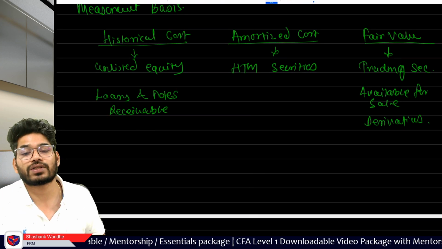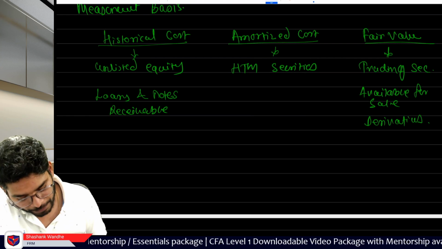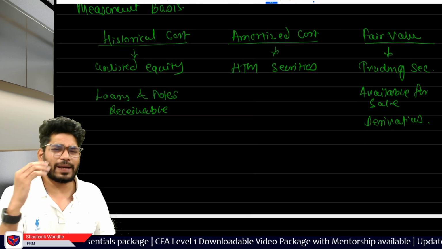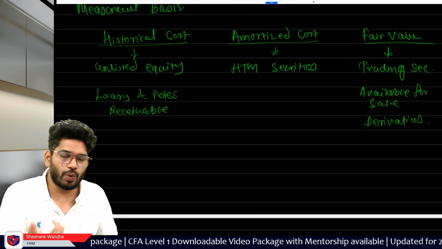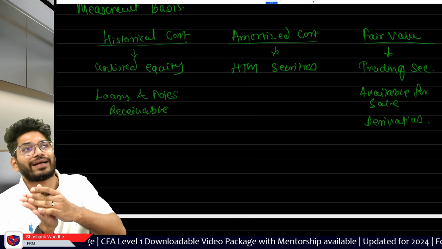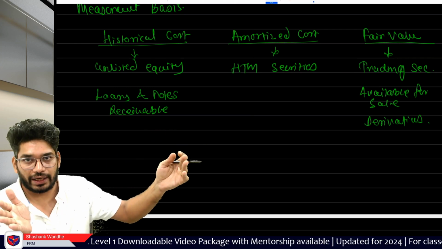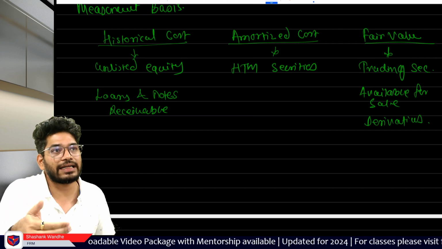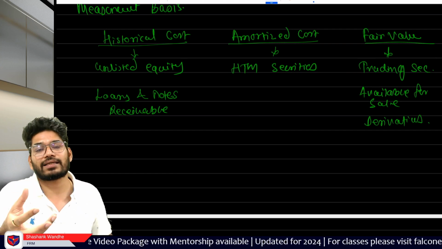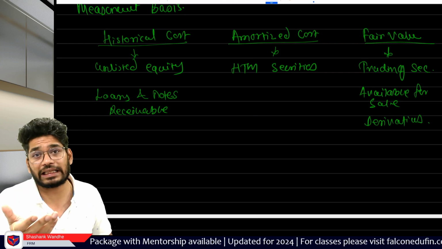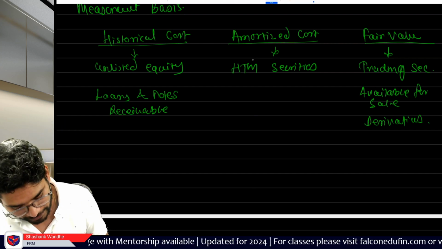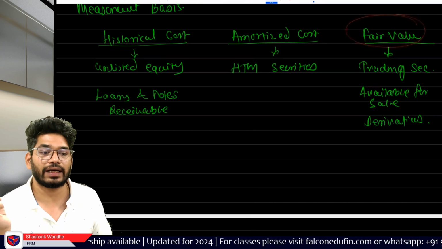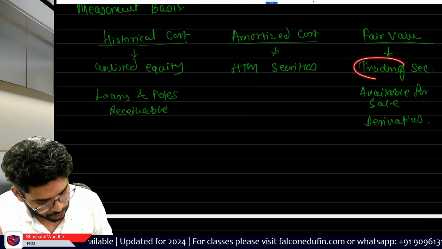Historical cost is mainly applicable for unlisted equities and loans and notes receivables. Then amortized cost is used for held to maturity securities. Held to maturity securities, in simple terms, are securities you keep in your balance sheet until maturity, and once they mature, you get the principal back. This is mainly applicable for debt securities, where the investor's interest is in earning interest and getting the face value back at maturity. So if the asset is a held to maturity security, then there will be amortized cost. And fair value is applicable for trading securities.